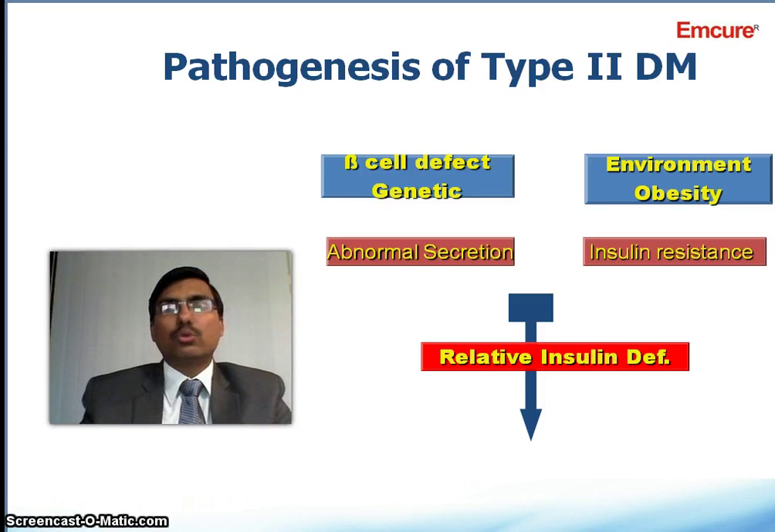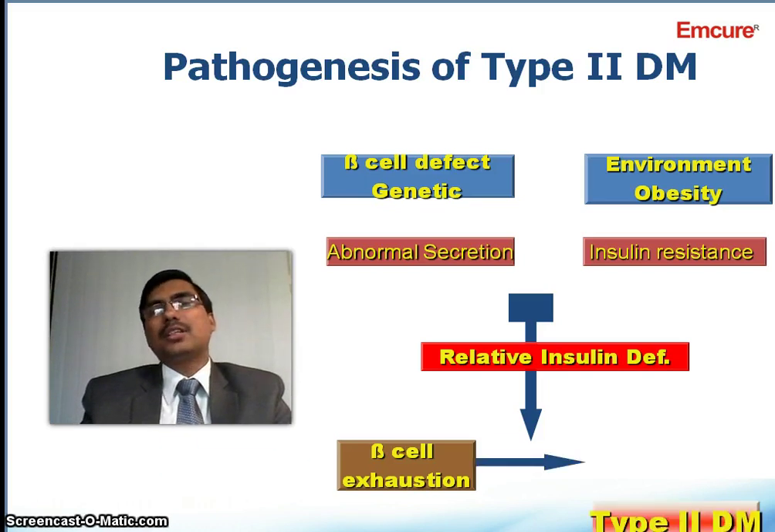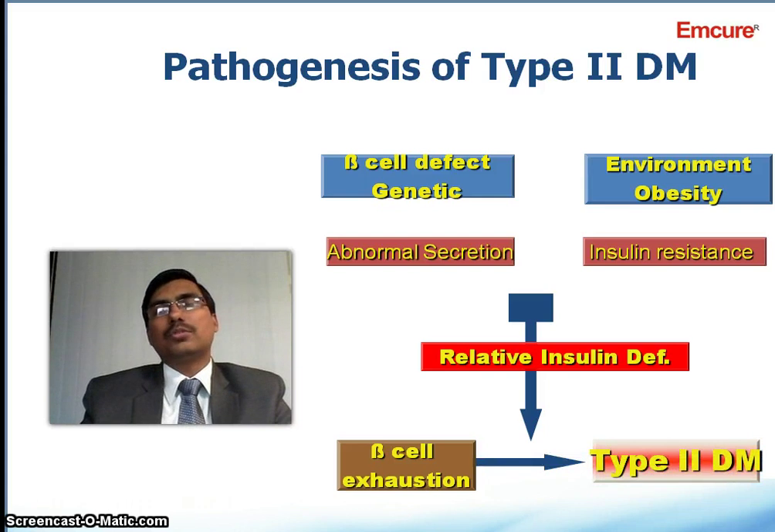Beta cells have to work more. And over a period of time, when a patient has been diagnosed as diabetic, by that time in a type 2 diabetic patient, 50% of the beta cells are already dead, and thereby the remaining 50% beta cells have to produce more and more insulin, and beta cell exhaustion happens, and this ultimately leads to type 2 diabetes.